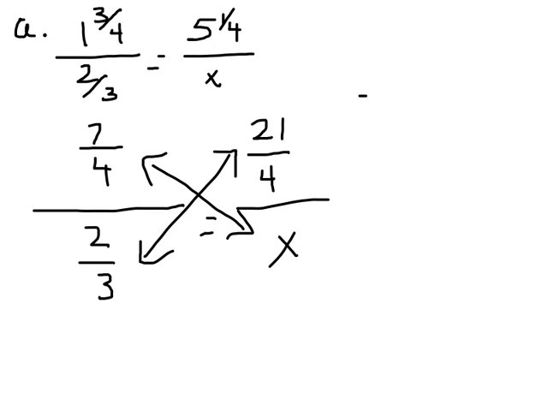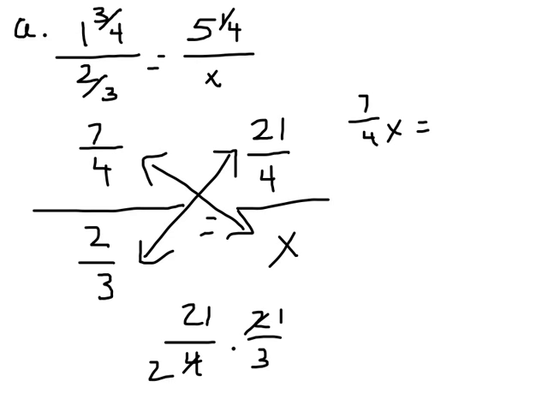and you'll get 7/4 x equals 21 times 2 is, let's see, no, I can cross cancel here, because 21 over 4 times 2 over 3, I can make that a 1, 2, 1, 7. So I've got equals 7 over 2.